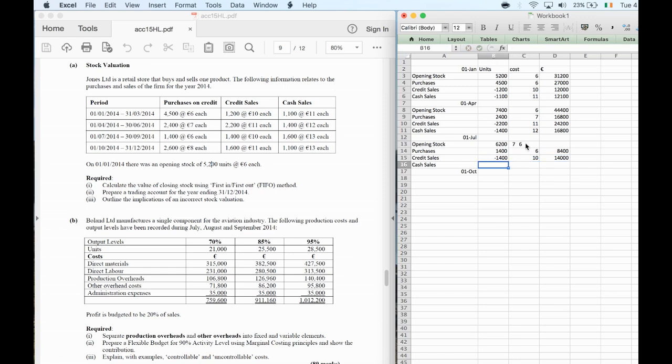Cash sales is 16. And we sold them for 13 each. Opening stock. Now we have purchases, credit sales, cash sales, and we have closing stock.